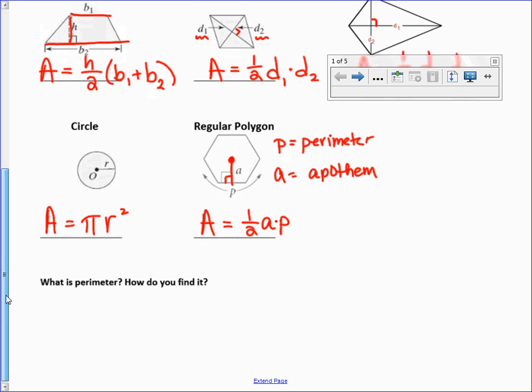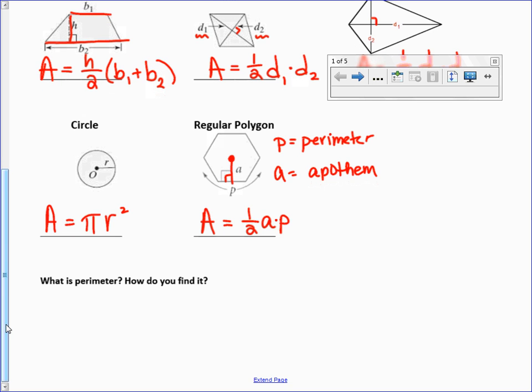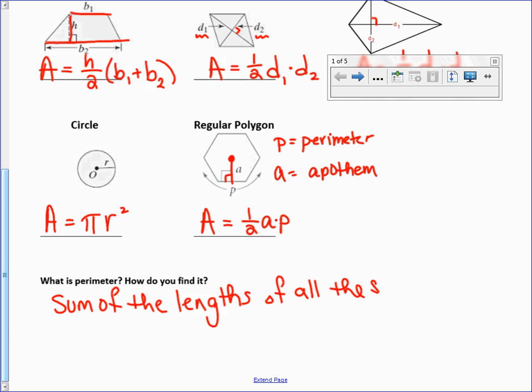And last but not least here, we've got what is perimeter and how do you find it? Well, perimeter is the sum of the lengths of all the sides. Okay, and you should know that. There's perimeter formulas technically, but nobody cares. You just find all the sides, add them together. If you can think of an easier way to do that, absolutely do it easier.